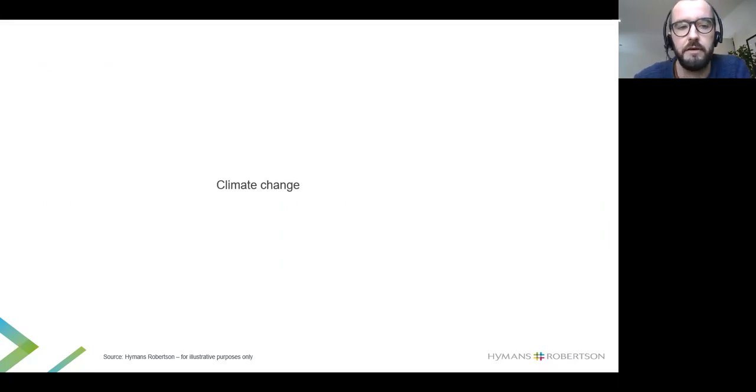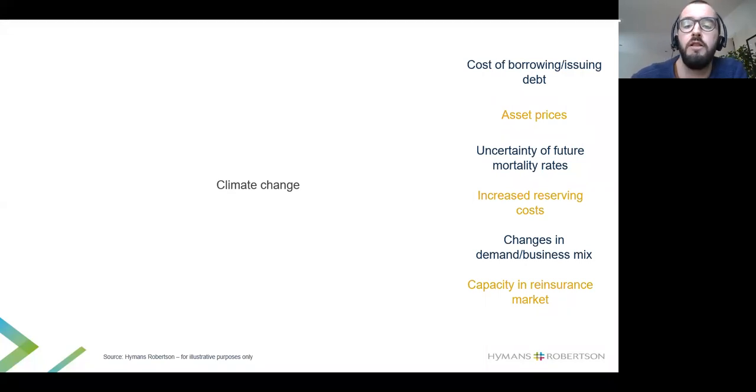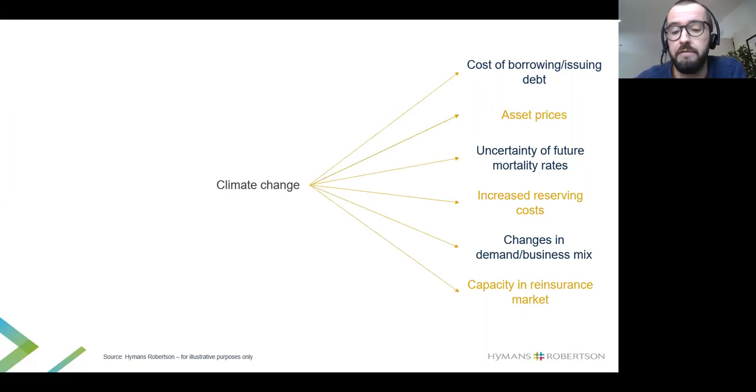Well, here's a list of things that we can come up with and say, well, look, this is what insurers care about. These are the things that affect the financial health of an insurance company, and they might all be affected by climate change. So we could see a rising cost of borrowing, depending on how economic growth changes. We might see volatility of asset prices, and there may be a change in mortality rates. And if you're an annuity writer, maybe that's a good thing, but certainly there's going to be some uncertainty over future mortality rates.